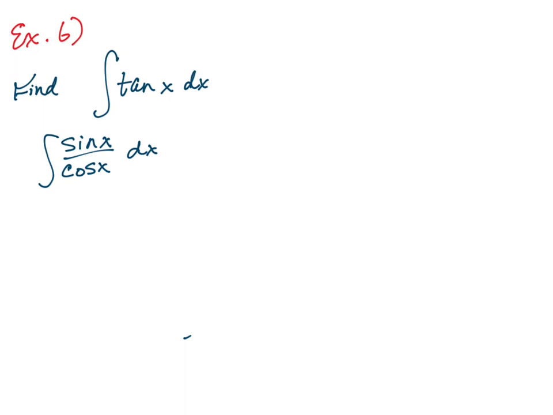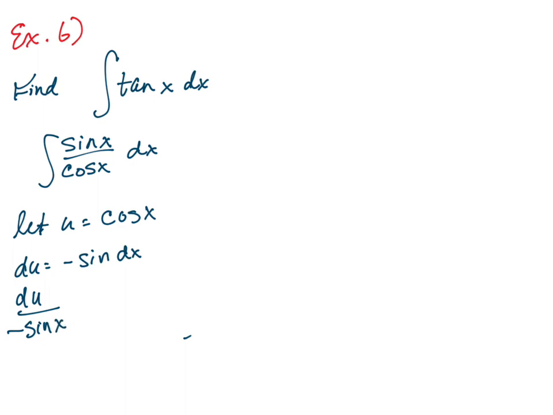Probably cosine. Okay, we want to be able to cancel. You could try both. I'll steer you kind of in the right direction here, and let u be cosine, just for sake of time, but you could definitely try both. Let u be cosine of x. That makes du, what's the derivative of cosine? Negative sine dx. Which means dx is going to equal du over negative sine x.